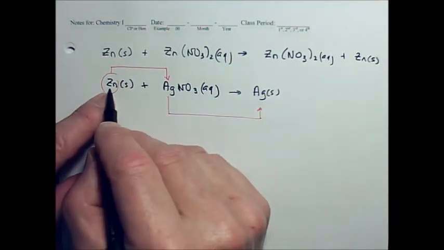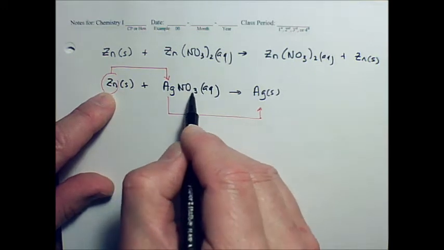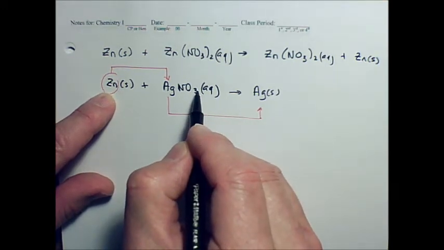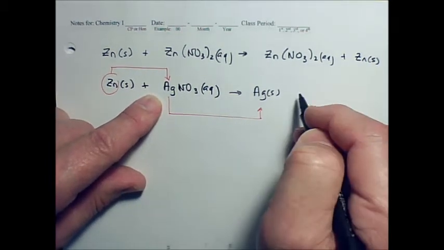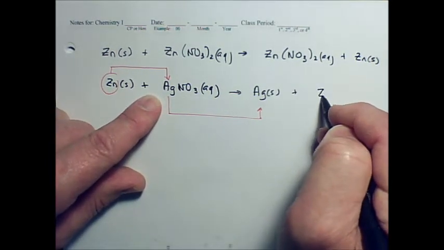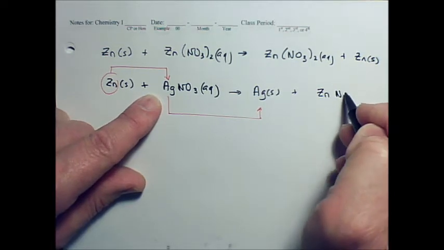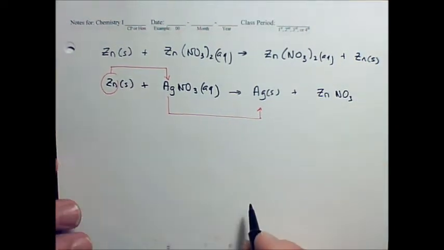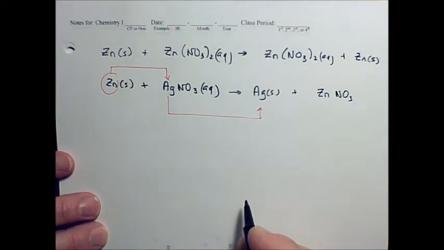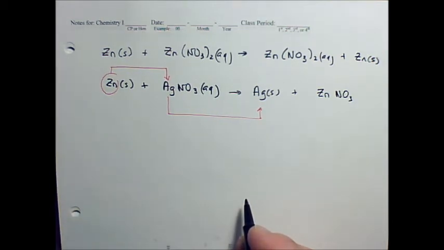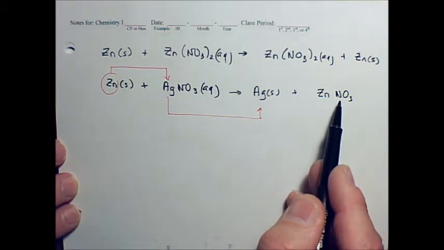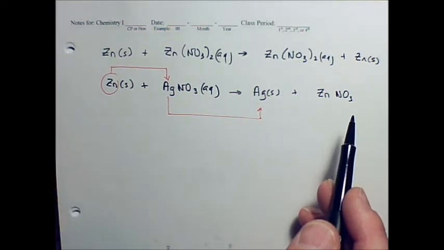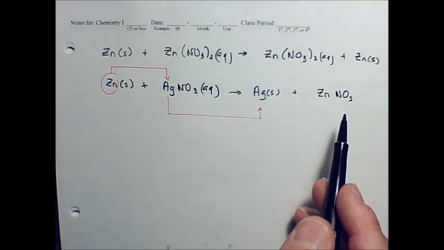So then the zinc is going to join up with the nitrate. It's going to kick out the silver and join up with the nitrate. So we need to write a balanced formula where zinc and nitrate are joined together. Now, in the last unit, we learned to write balanced compounds. So if I'm going to put zinc and nitrate together into a balanced compound, what do I need to do? How do I figure out how to balance that compound?